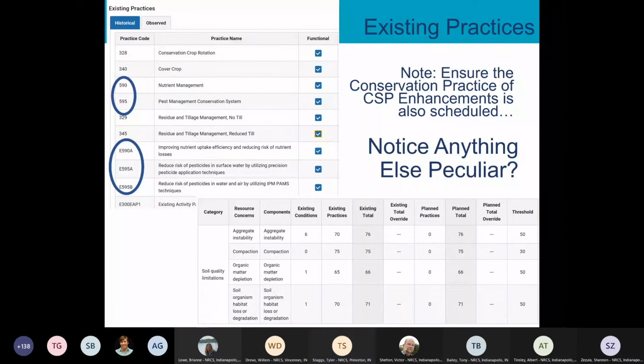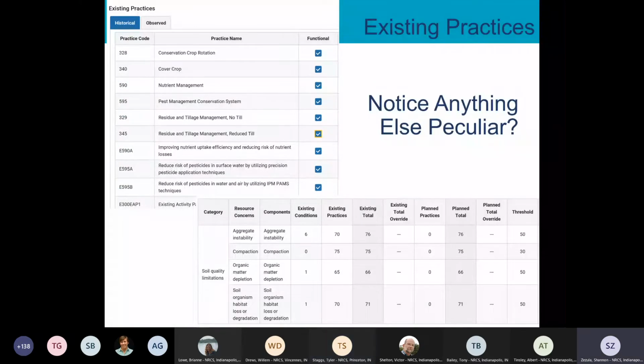Two types of tillage. Exactly. Good eye. Good eye. Yeah.